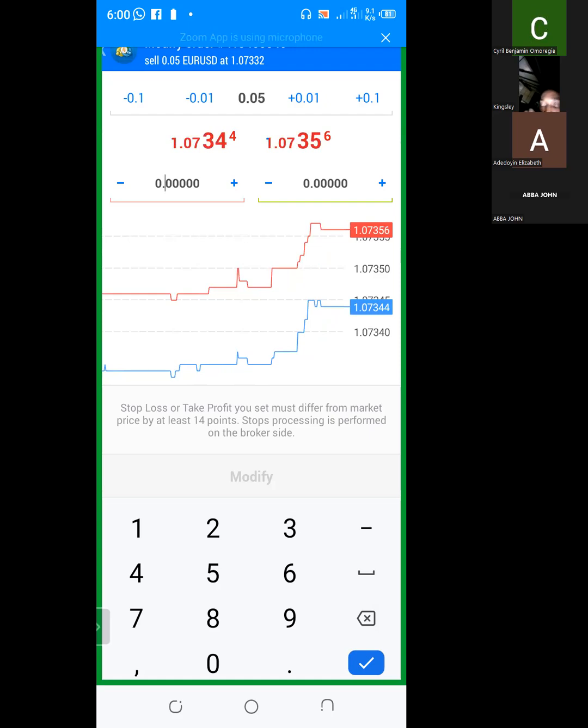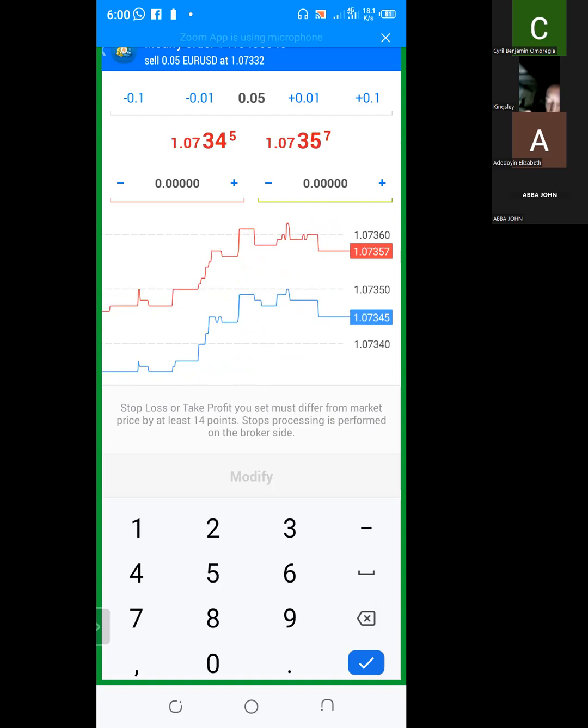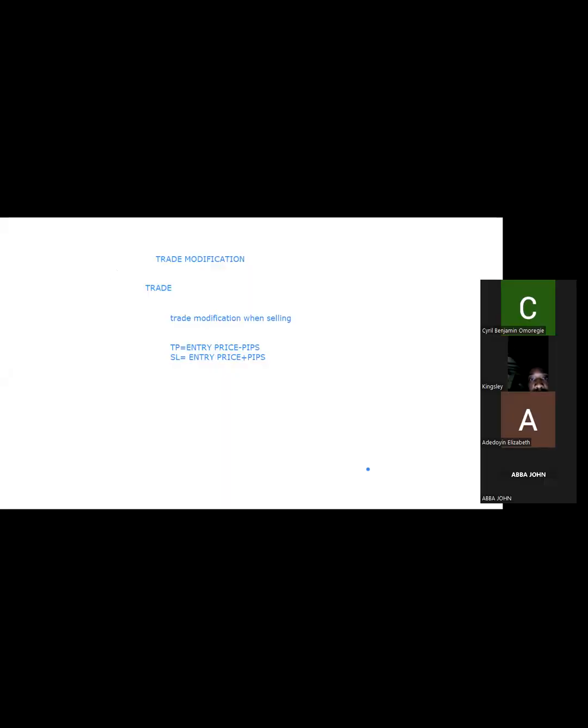Okay, good. So John, thank you. You can stop sharing. I'm now going to show us an example of what we are going to modify. I'm going to share my own screen back in a minute. So you're going to call your entry price for me. Mr. Kingsley, what's your entry price again for that sell USD? 1.07304.